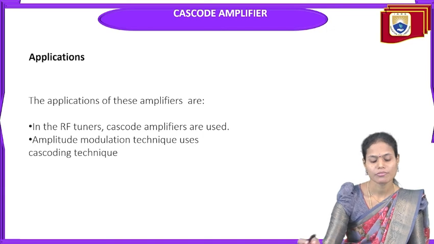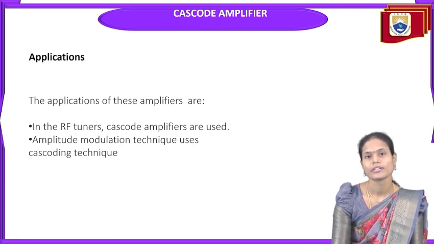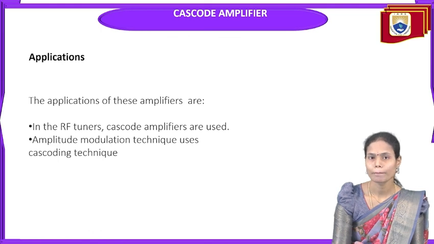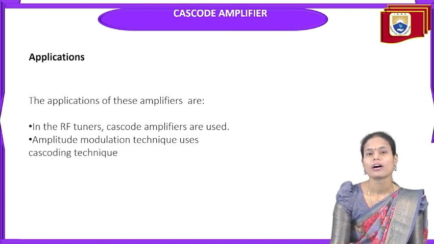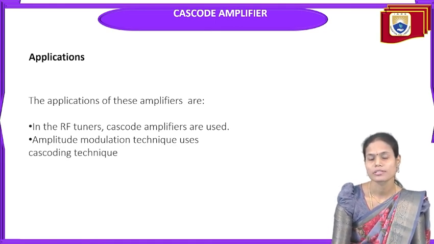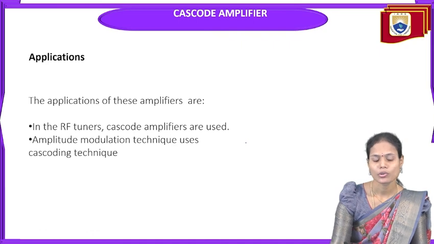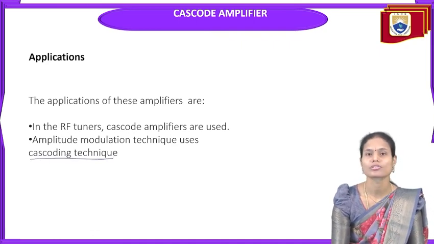And while coming to the applications, we can use it for the tuning purpose in the TVs. In order to make the channel change, we can use tuning. In that purpose we can use that. And amplitude modulation techniques, also we can utilize this cascode amplification. So amplitude modulation means whatever input signal we want to send from a transmitter to receiver, that message signal, according to the carrier signal, we will change the amplitude of the shape of that signal according to the carrier signal. So in that particular process, we will utilize this cascoding technique.